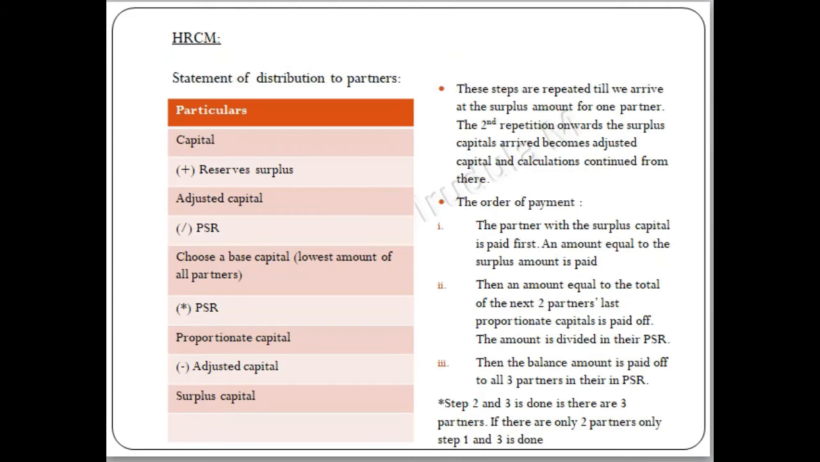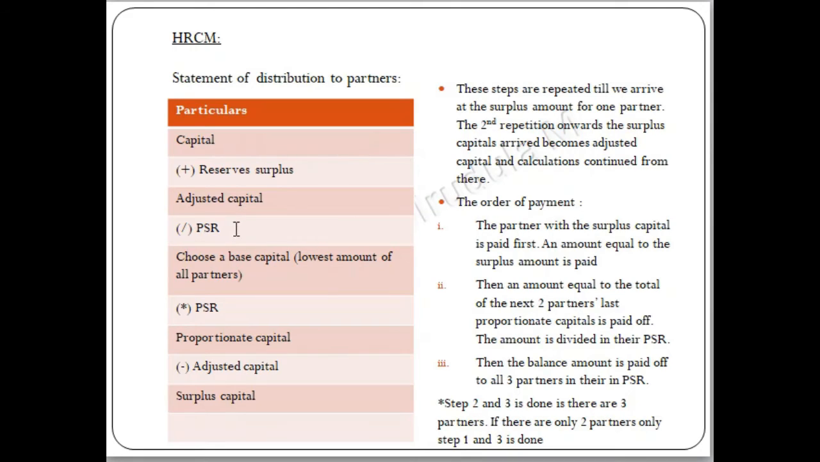Under this method, a table as such is prepared. We could have more rows for each partner separately as well to make the calculations easier. Since I am presenting without any figures, only the particulars portion is being displayed. So, with regard to the calculation, first the capital balances are to be brought down. Add in the reserves and surplus balances to be distributed to the partners. That will be the adjusted capital.